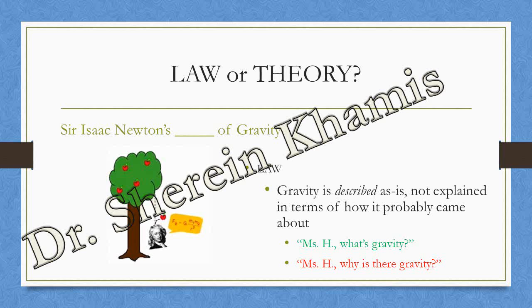Okay, this means that gravity is described, not explained in terms of how its probability came about. So gravity is a concept or a fact that is present, not something that may increase or may be probable. No, it's a fact, not a probability. So what is gravity and why is there gravity? That makes it a law at the end of the discovery, the law of gravity.